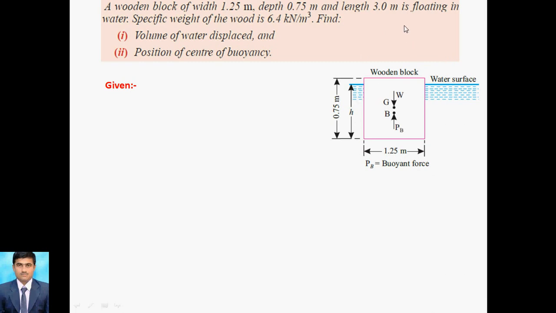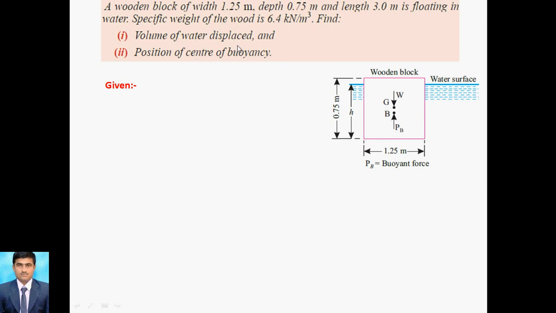This is the cross-sectional area we can place here. The length is 3 meter and it is floating in water. The specific weight of wood is 6.4 kilonewton per meter cube. Find the volume of water displaced and the position of the center of buoyancy.